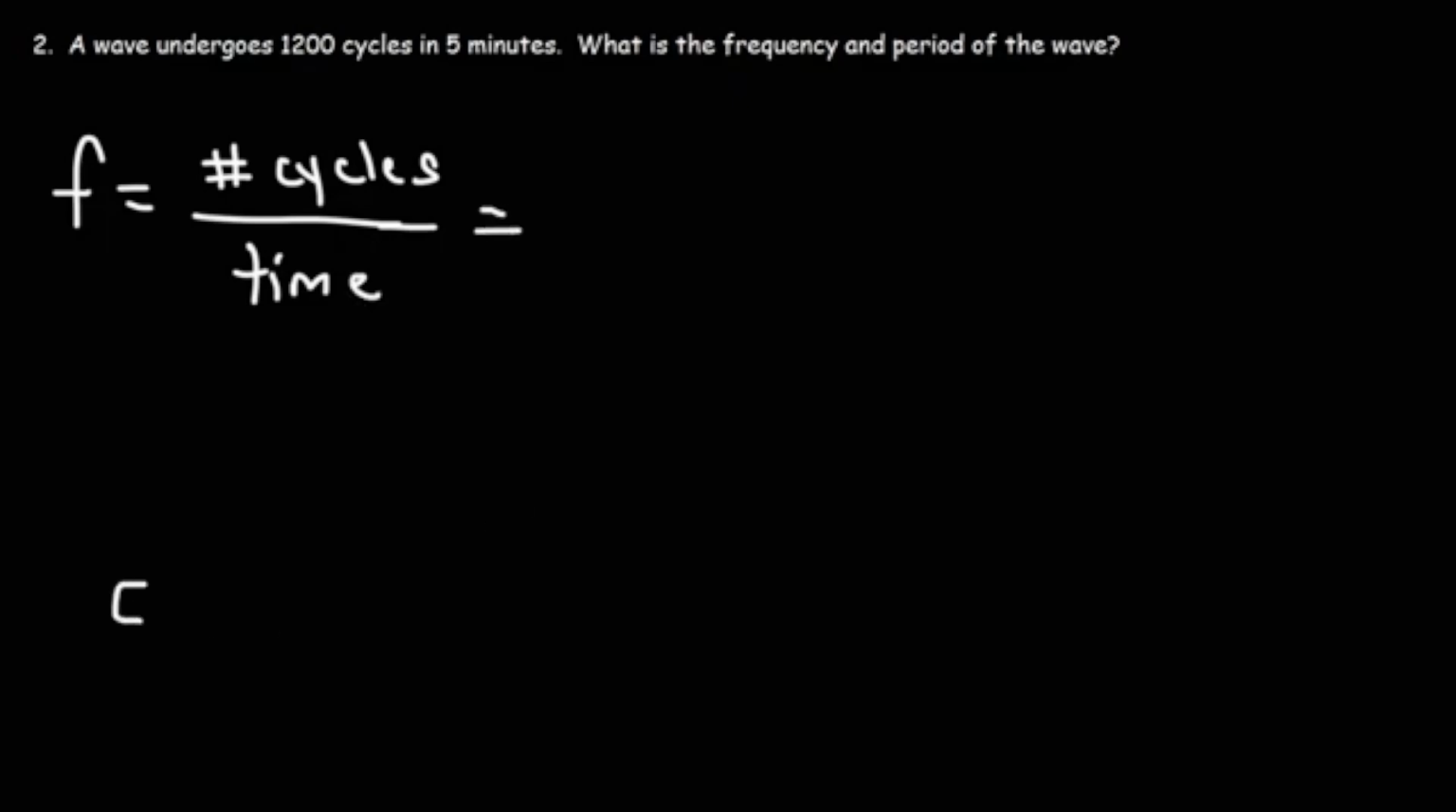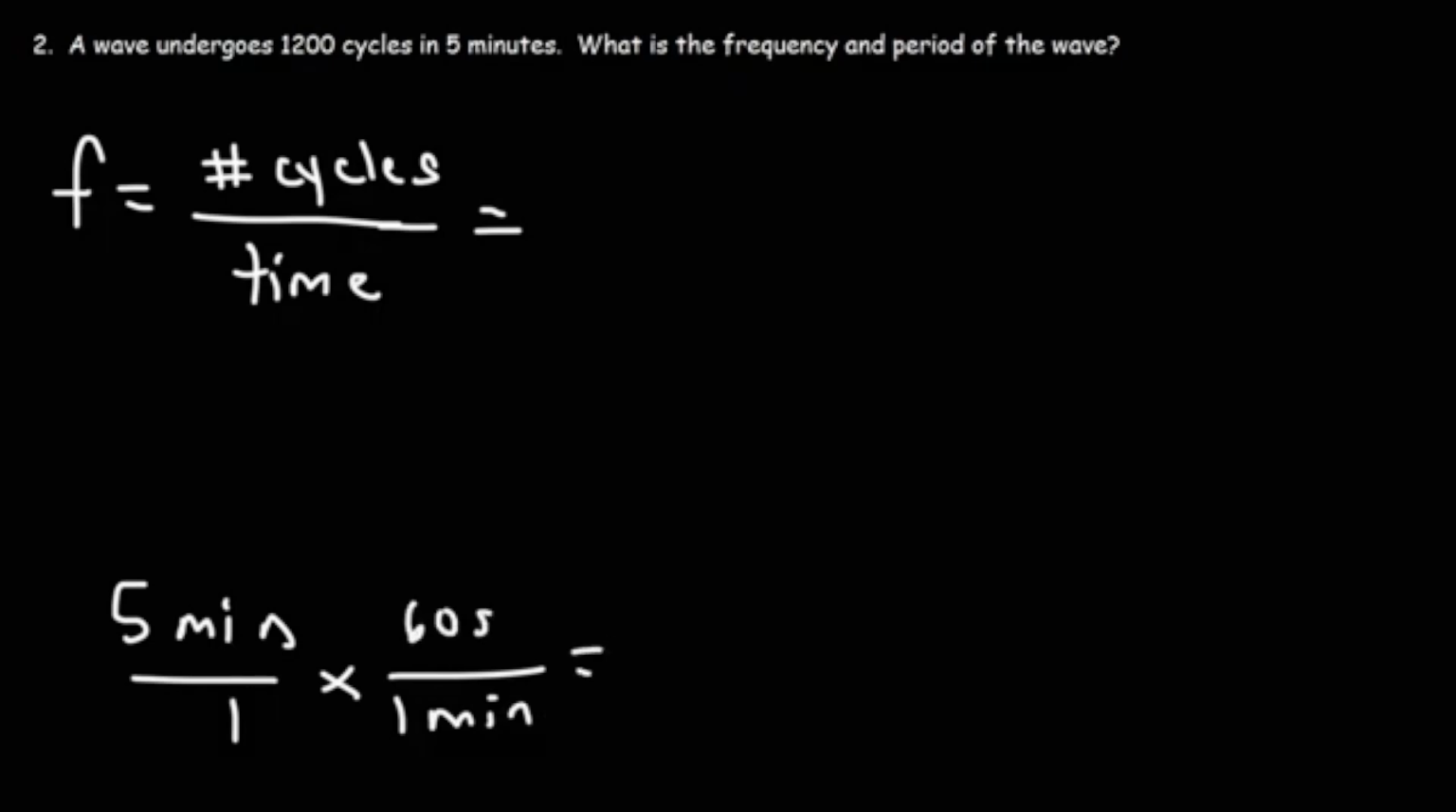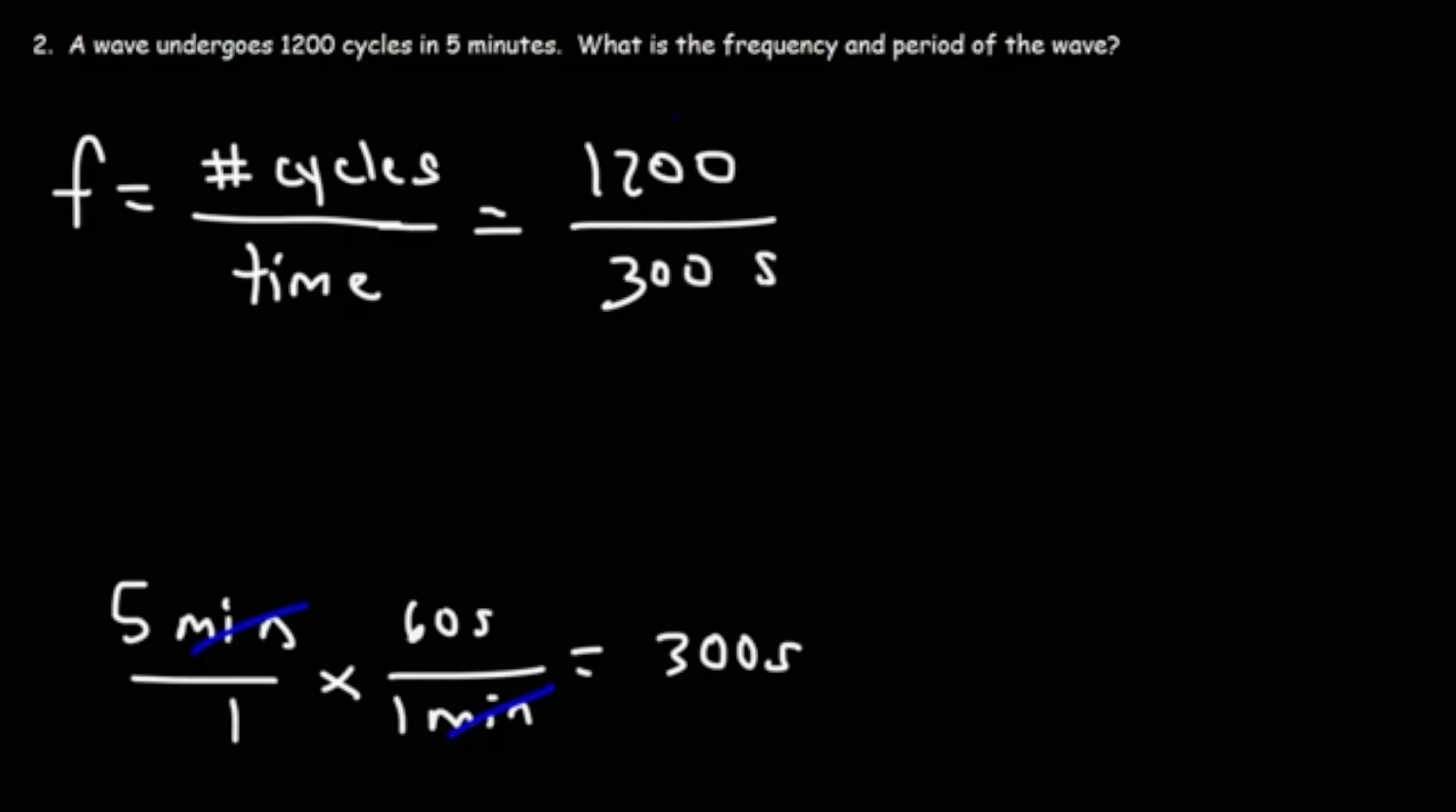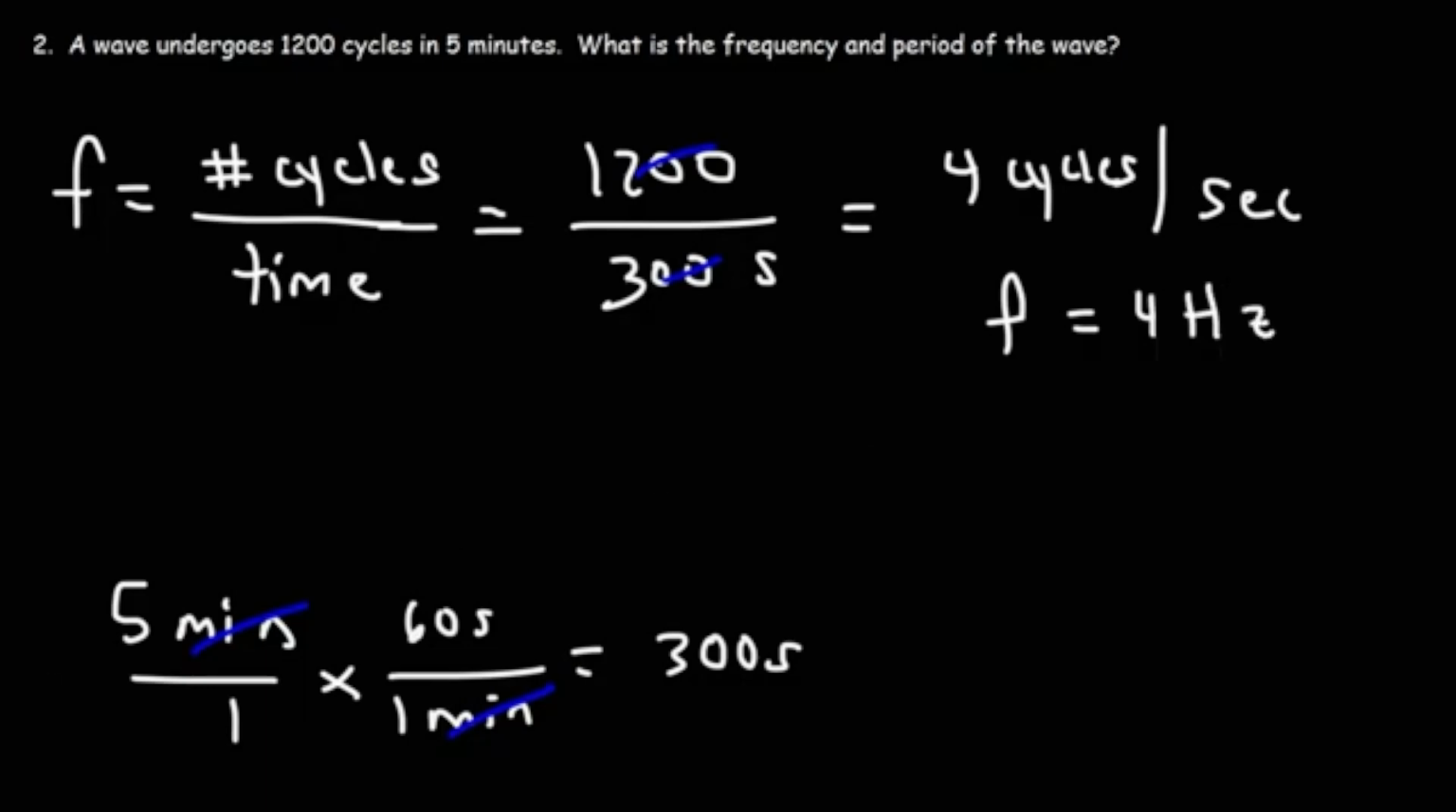Now we need the time in seconds, so we need to convert minutes into seconds. And keep in mind, there's 60 seconds in every minute. So multiplying 5 by 60 will give us the time in seconds. 5 times 6 is 30, add a 0, we get 300 seconds. So we have 1200 cycles occurring in 300 seconds. So let's cancel 2 zeros, so it becomes 12 over 3. So there's 4 cycles occurring per second. So this means that the frequency is 4 hertz. It's the number of cycles that the wave goes through per second.